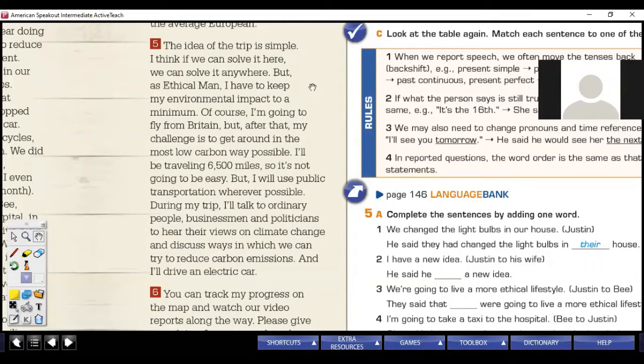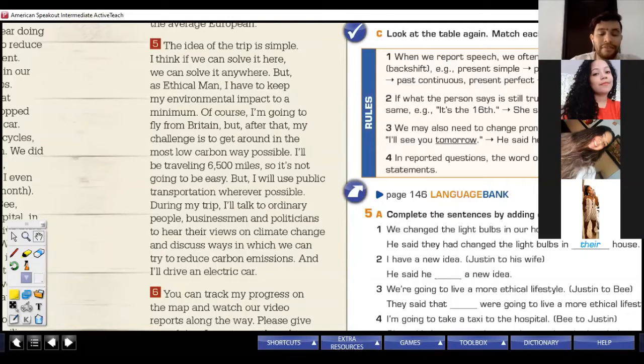The idea of the trip is simple. I think if we can solve it here, we can solve it anywhere. But as an ethical man, I have to keep my environmental impact to a minimum. Of course, I'm going to fly from Britain, but after that, my challenge is to get around in the most low carbon way possible. I'll be traveling 6,500 miles. So it's not going to be easy, but I will use public transportation wherever possible.